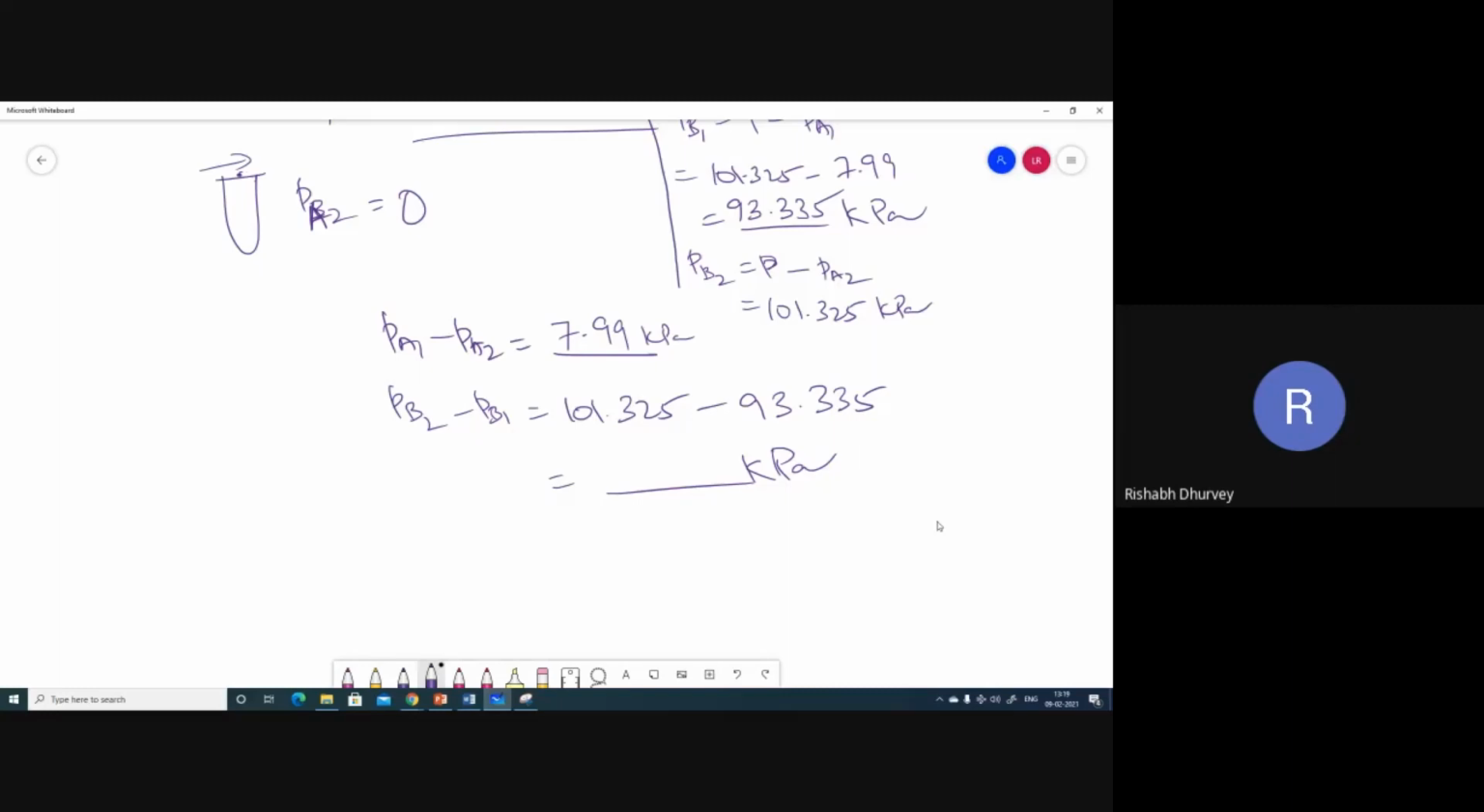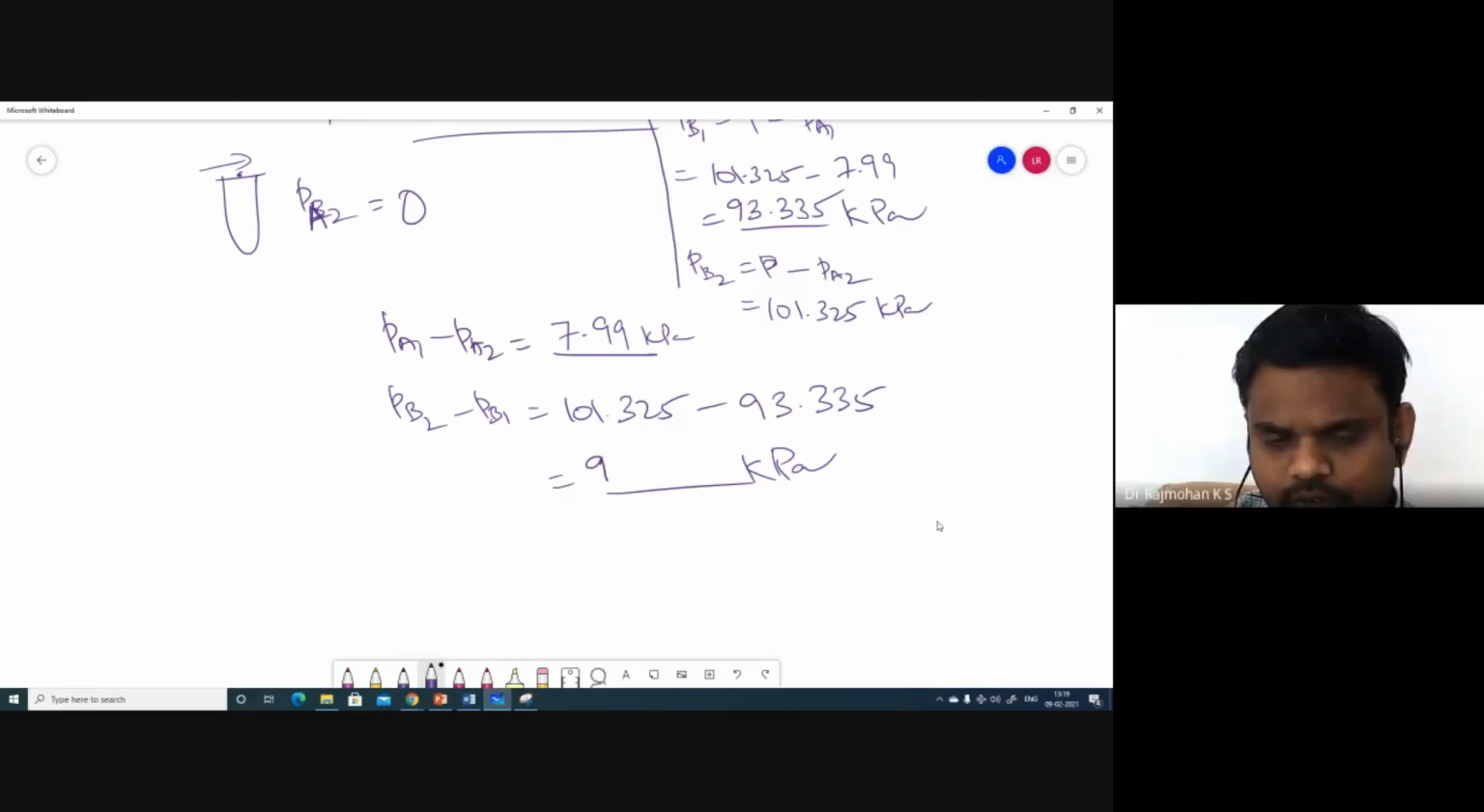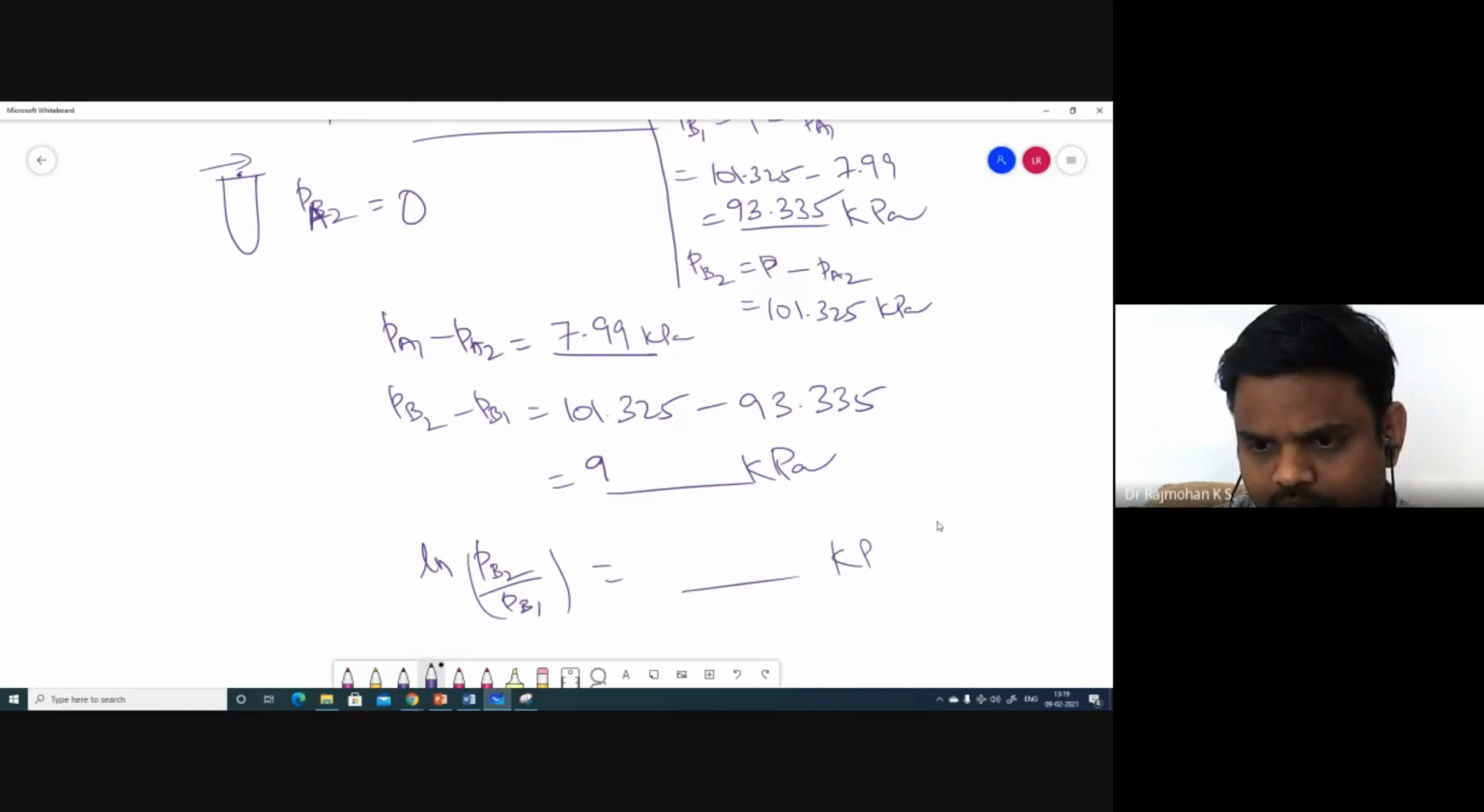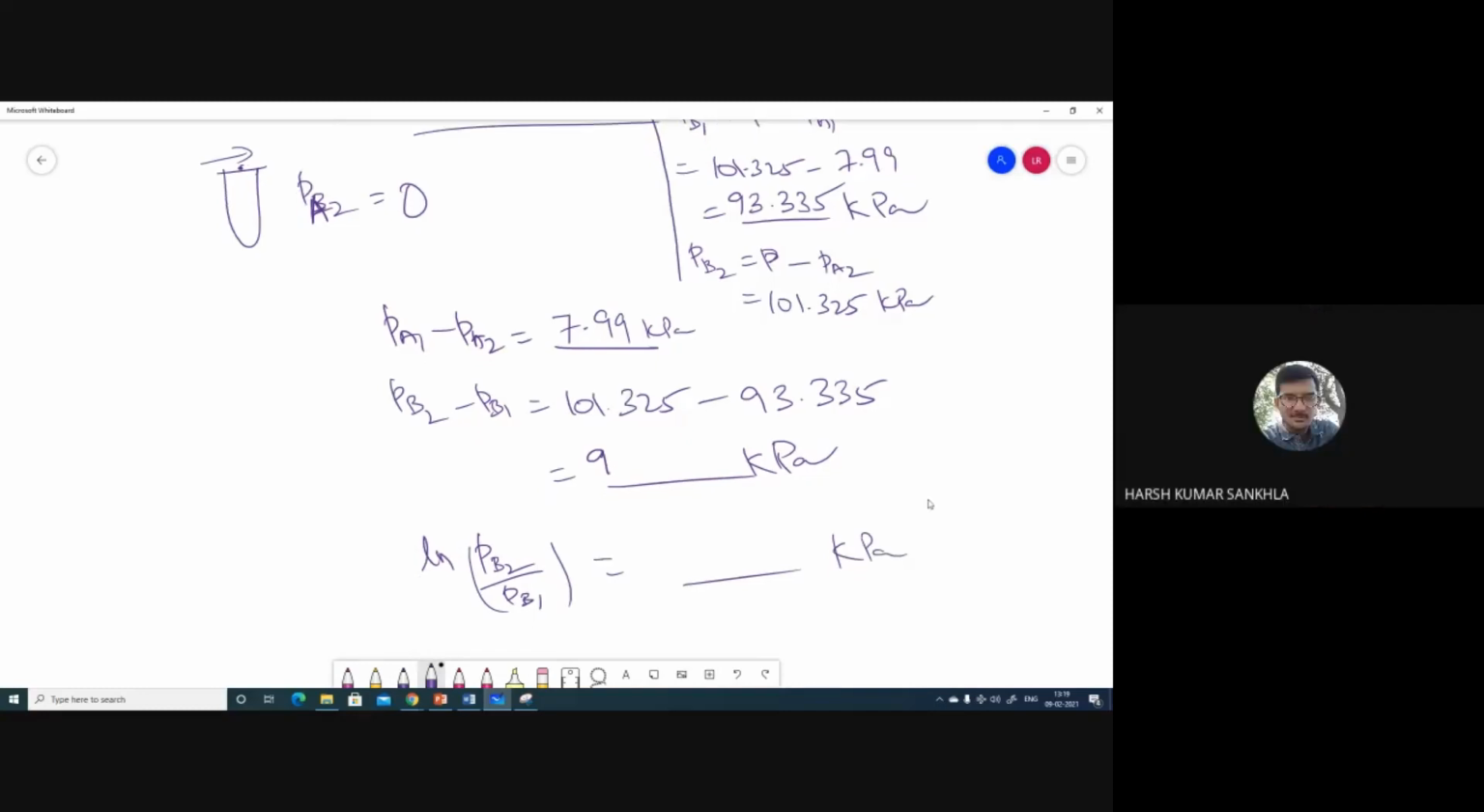Ninety-seven, 97.27. The final answer, sir, not this one. Okay, this one you first tell me, then you can tell about PB logarithmic. After this, what do you want is, what will be 7.99 ln PB2 by PB1? How much? 0.082.